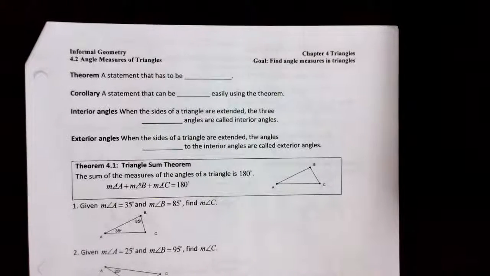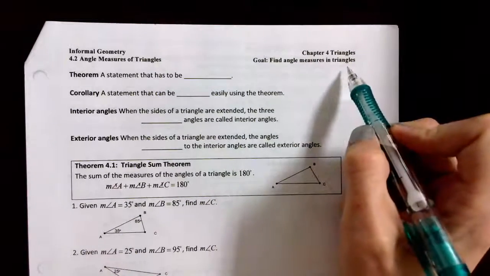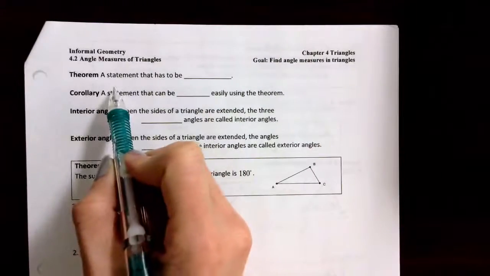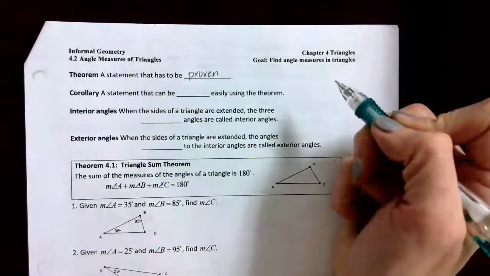Okay, so today we talk about the angle measures of triangles, and our goal is to find the angle measures in triangles. So a theorem is a statement that has to be proven. We talked about one theorem in our lesson today.